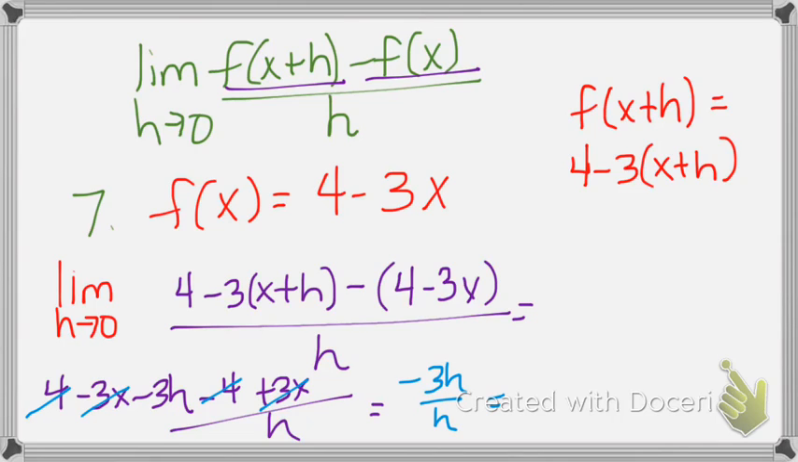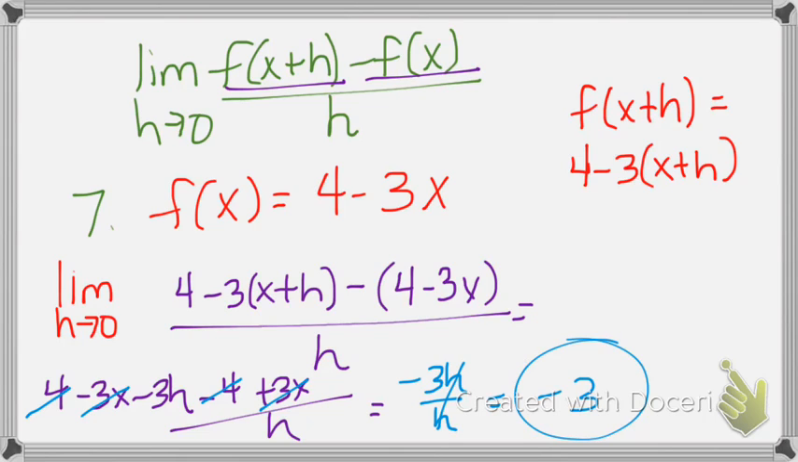So all that stuff cancels. You've got negative 3h over h. The h is canceled, and so negative 3 is your answer. Questions about that? Honestly, in the past, the hardest part for people is just making sure they plug it in correctly. And I don't know why that's hard, but that always seems to be one of the problems.